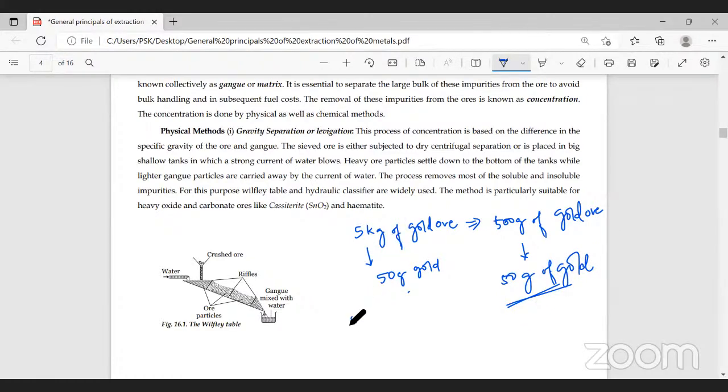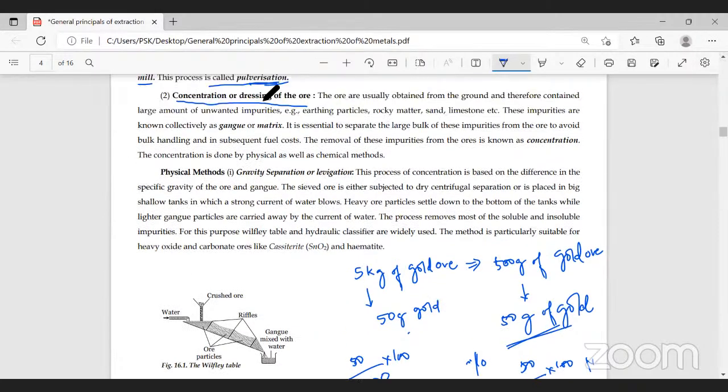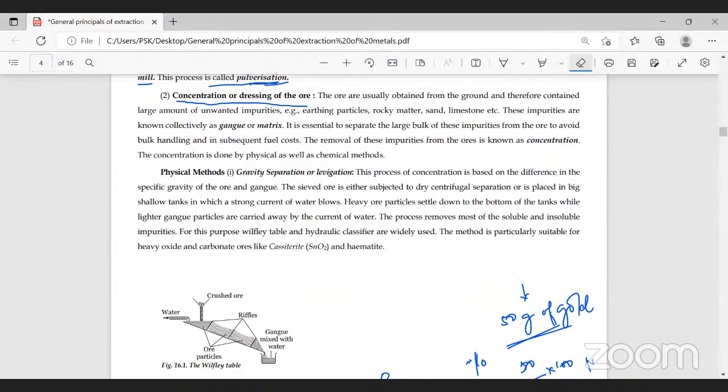So what's the percentage of gold here? 50 divided by 5,000 grams, since 5 kg is 5,000 grams, into 100. Here it will be 50 divided by 500 grams into 100. So the percentage of gold will be greater here compared to this. The term concentration, or dressing of the ore, means increasing the percentage of the metal in the ore.